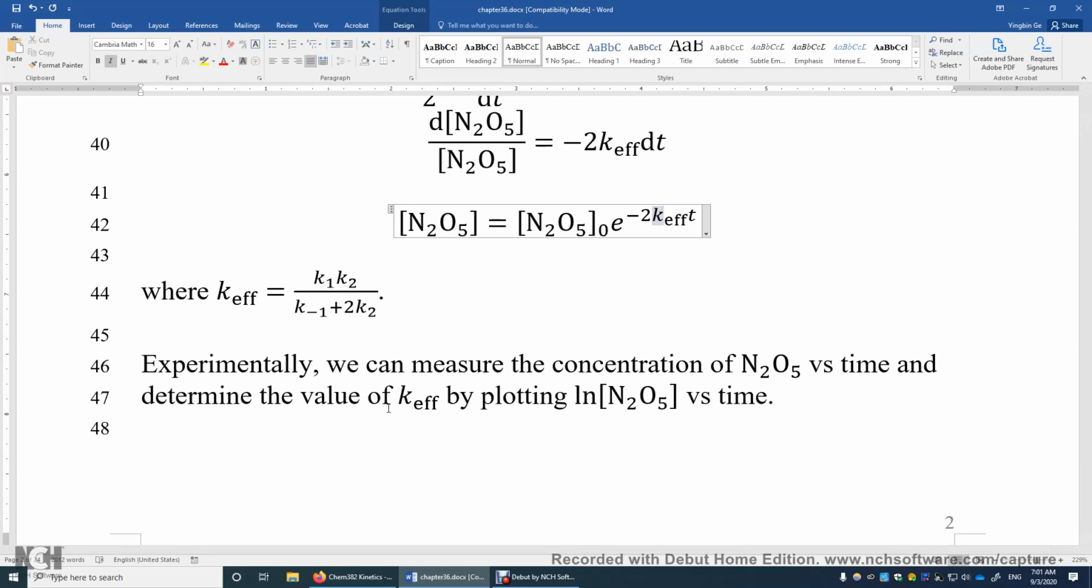And we will be able to determine this K effective. So we'll be able to determine the value of this K effective, or this K1 times K2, over K minus 1 plus 2K2. Can we determine the values of K1, K2, and K minus 1 separately? Yes, it's possible, but it entails the determination of the concentration of the intermediates. That's a lot more difficult.